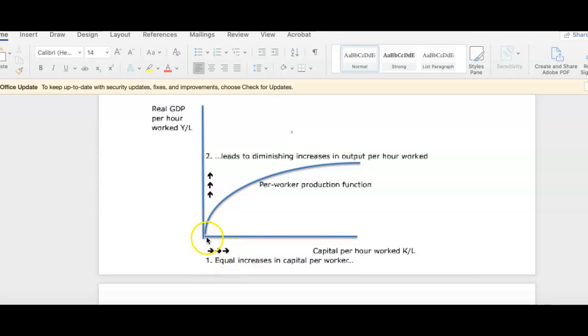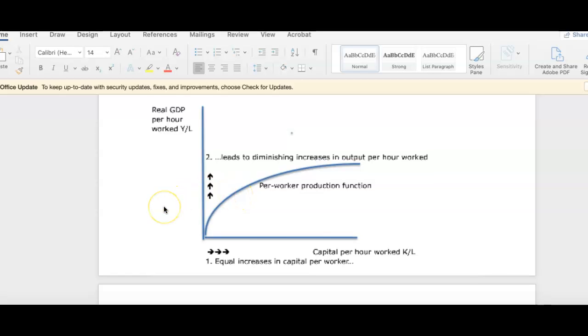So here, initially, as we increase capital, if we increase it here, then we get a big jump in real GDP per hour worked. And then we move it over here, and we get another big jump. But if we're up to this point here, if we move from here to here, that amount on this axis is going to be very small, meaning that we are still increasing, but at a decreasing rate.